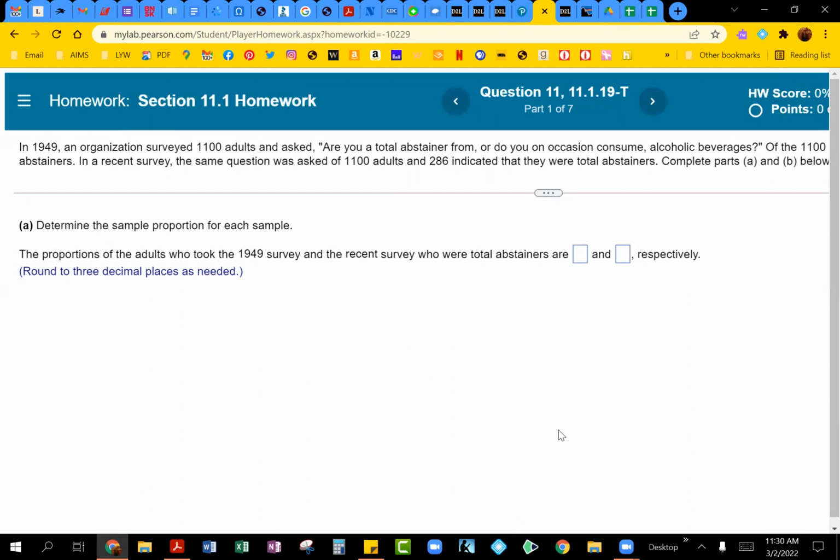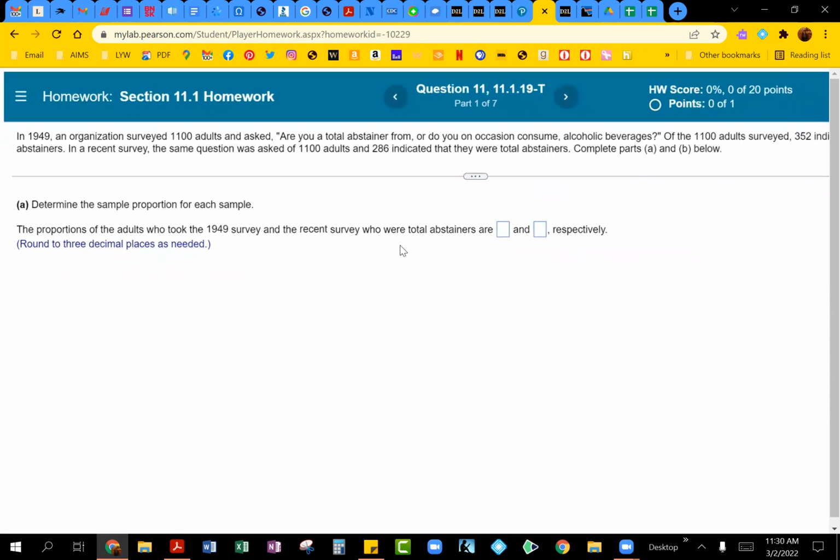So this one here, again, we are still working on hypothesis testing, but we're getting into more of working with samples and population, and so a little bit different from what we did in chapter 10 last week. The first part they're just asking us is to determine the sample proportion for each of our samples. So obviously from 1949 we had 352 people that said they were total abstainers, and then in a recent survey we had 286.